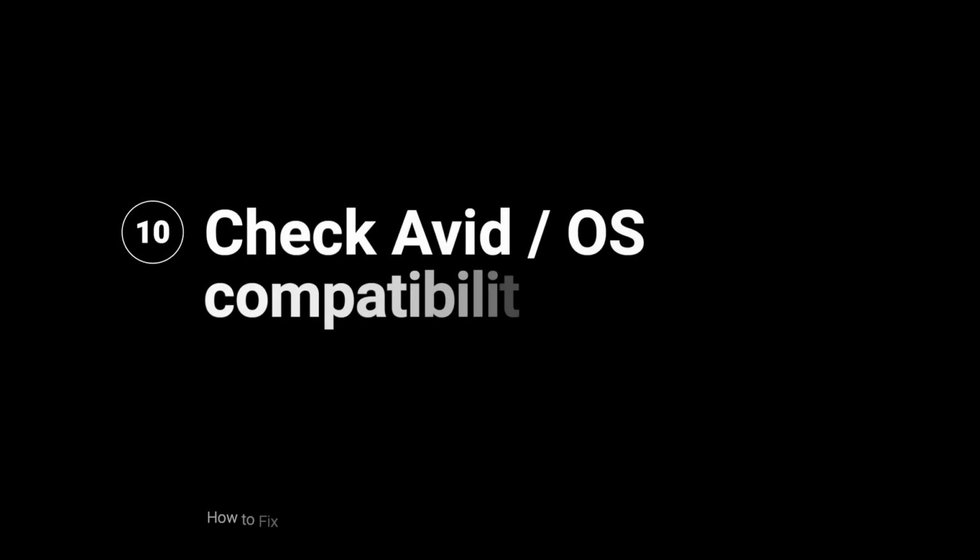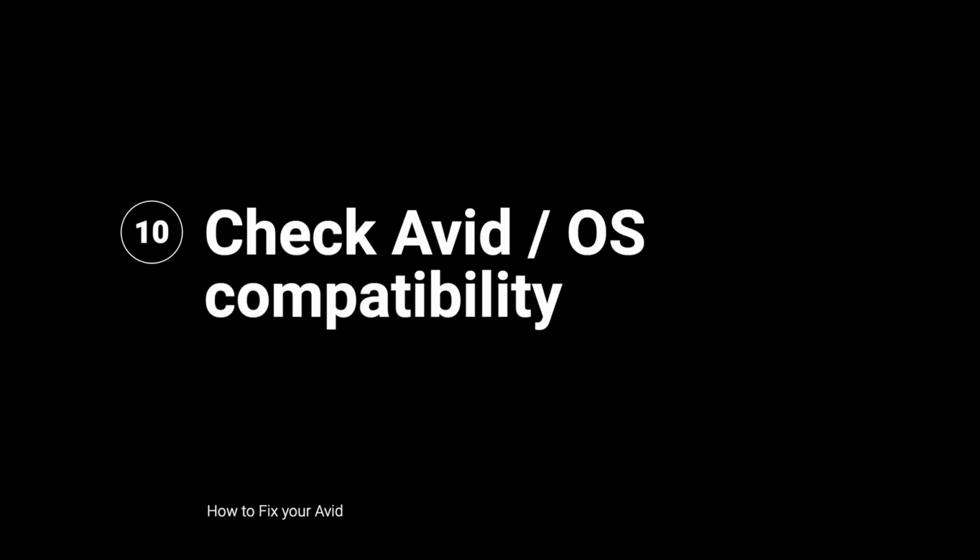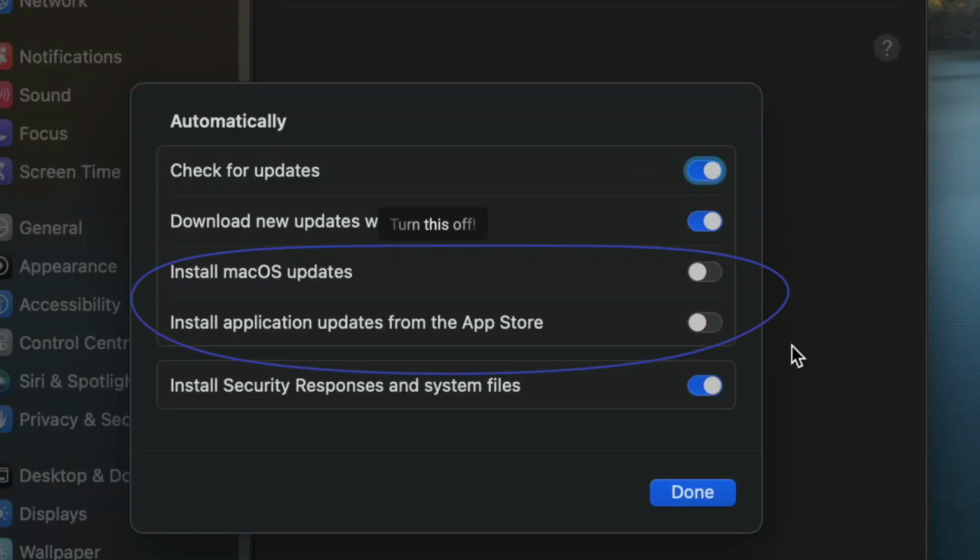Right, number 10, check your Avid and operating system are compatible. This is a really big one that a lot of people don't consider. So first off, I'm going to say that any machine that you use for work, any machine that you think you're going to have Avid Media Composer installed on, or really any software you're going to use for work in any capacity, I would always have automatic update disabled.